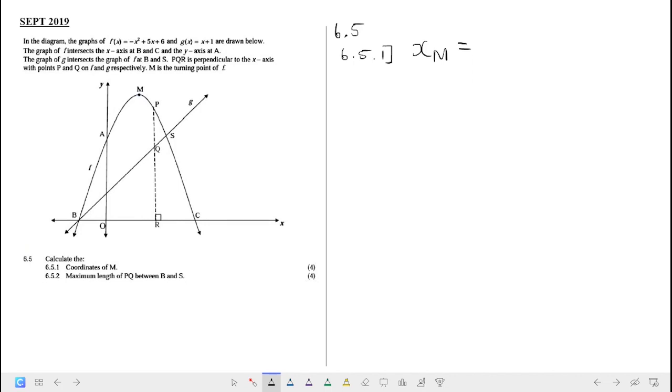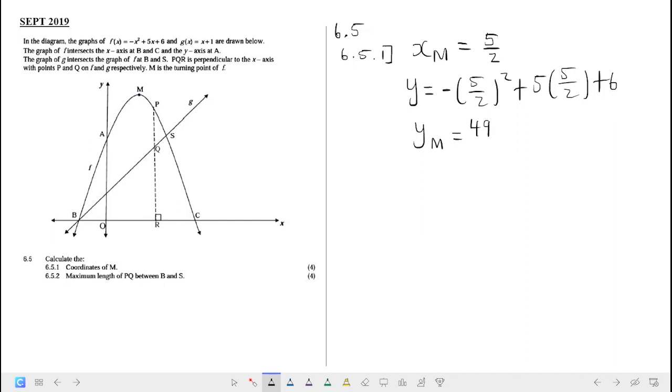So this means now xM is going to be 5/2. Now to get the y coordinate, we're going to say y equals, we're going to take the value and substitute it there. So it's going to be minus (5/2) squared plus 5 into 5/2 plus 6. Now if you press that on your calculator, you're going to get the y coordinate of M as 49/4. So this then means M is going to be (5/2; 49/4).